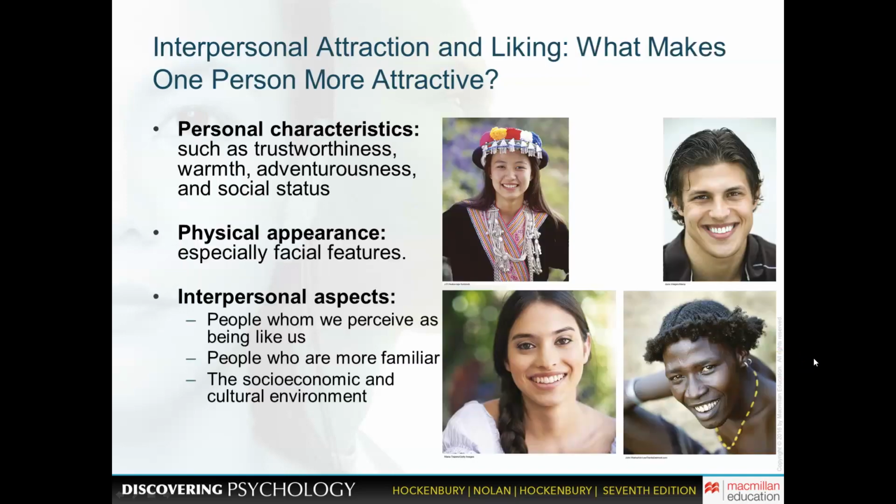Let's go a little bit further. Okay, so we're going to start talking about interpersonal attraction and liking. So basically, what tends to make us find another person more attractive than others? And so, I listed a few of the personal characteristics, things like trustworthiness. They tend to be warm or adventurous, or they might have social status. Tend to be a popular person.